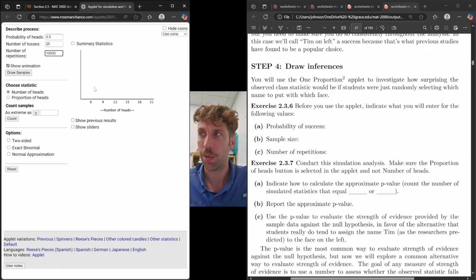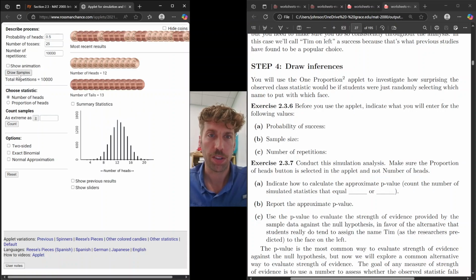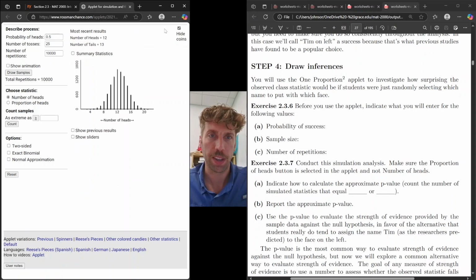10,000 might run a little slow if you have an older computer, so you can just use 1,000 if 10,000 is running slow. Definitely don't show the animation. Draw samples. Oh, hide the coins. Come on, get out of here. So I've got number of tosses. Okay. So then, what am I being asked to do here? What's the next question?